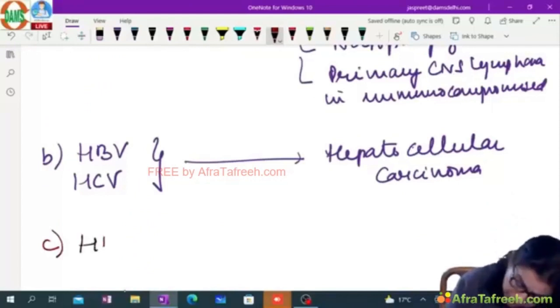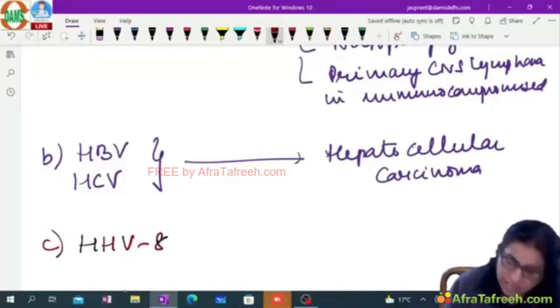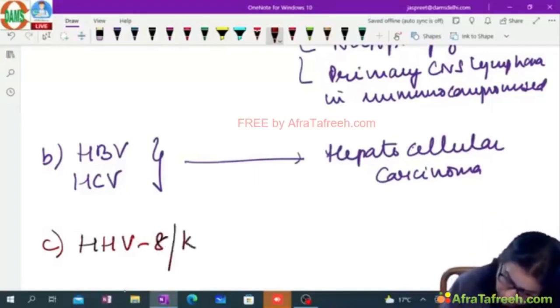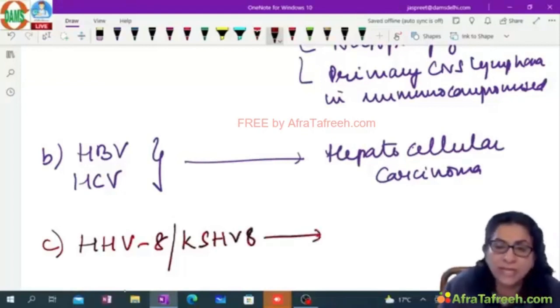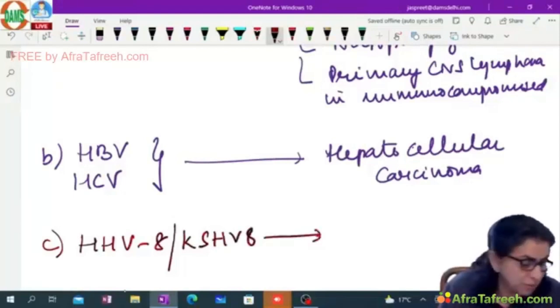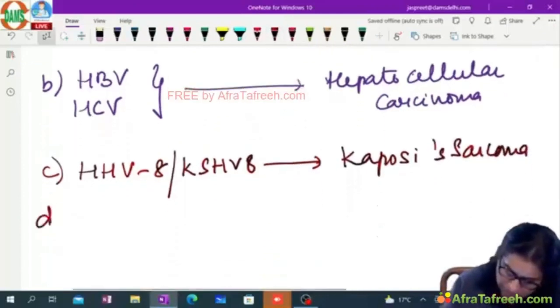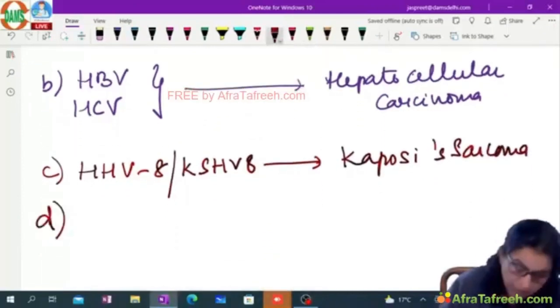Okay, third, human herpes virus 8, HHV8. What is HHV8? Human herpes virus 8. It is also called Kaposi sarcoma herpes virus 8, KSHV. This is associated with Kaposi sarcoma, causes Kaposi sarcoma. So human herpes virus 8 causes Kaposi sarcoma.